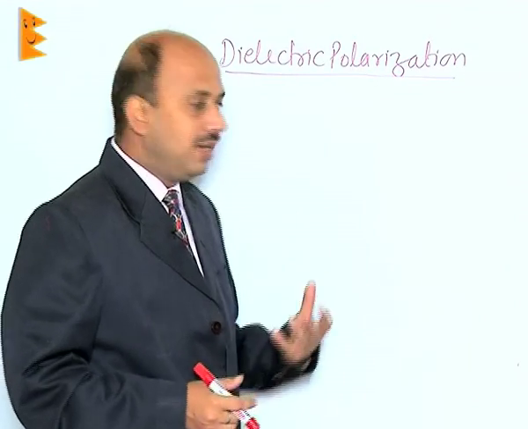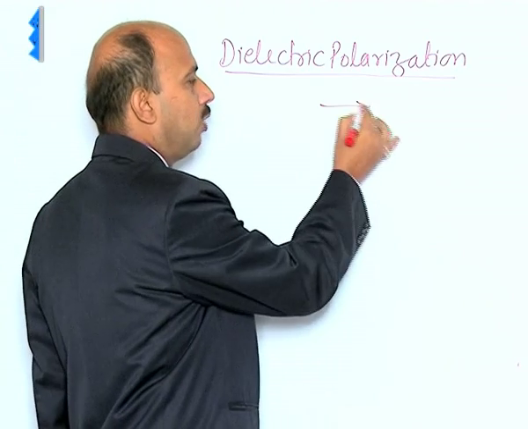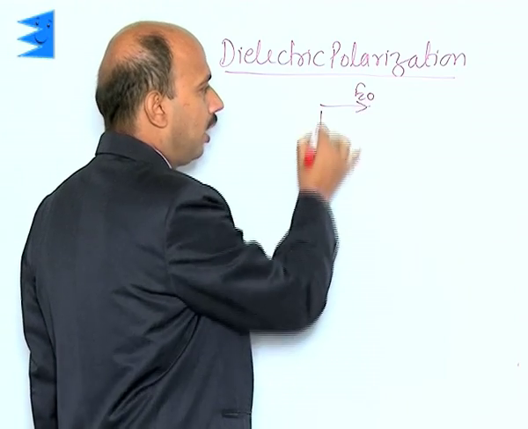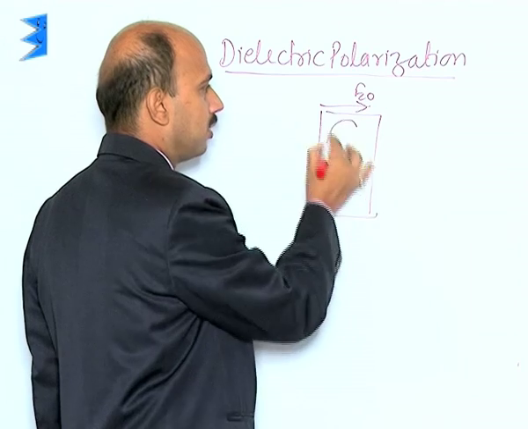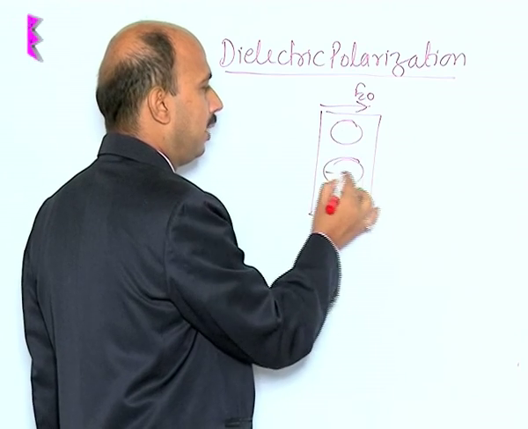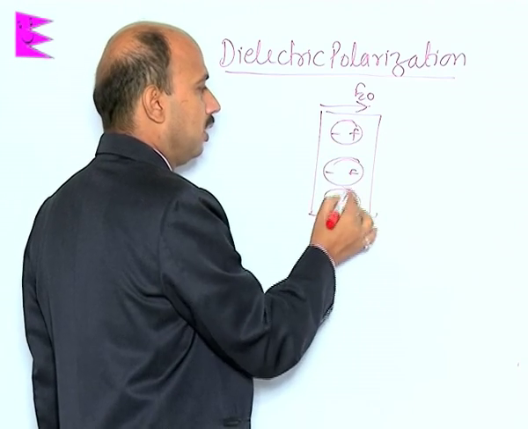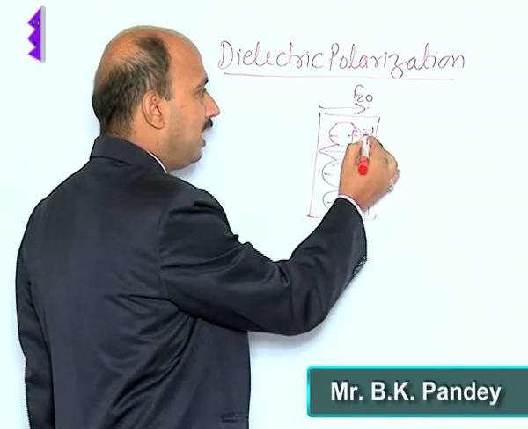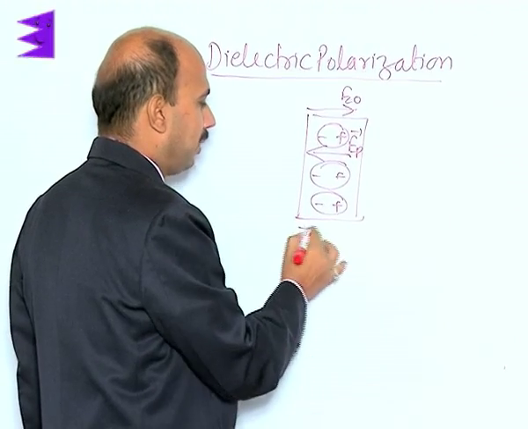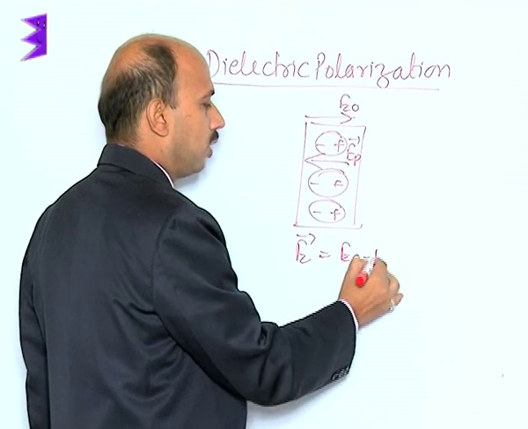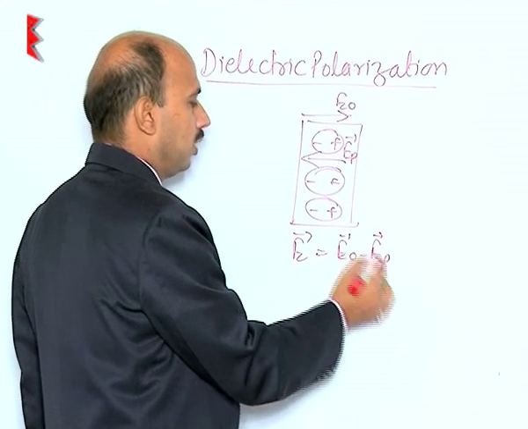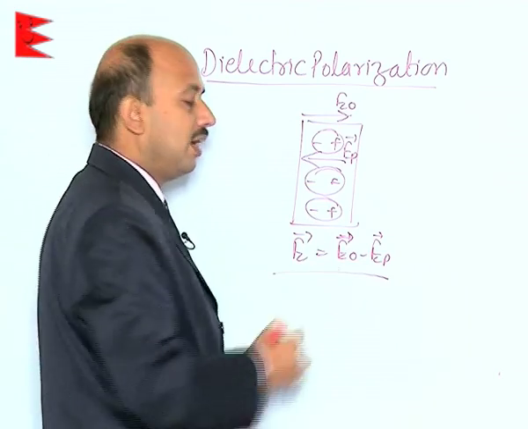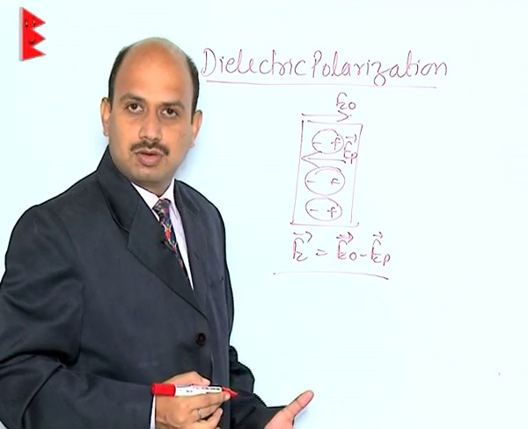Now see, outside the dielectric the electric field is E naught, and inside the dielectric these dipoles are developed. So EP is to this side. So the net electric field inside can be written as E is equal to E naught minus EP. So the electric field inside the dielectric is reduced.